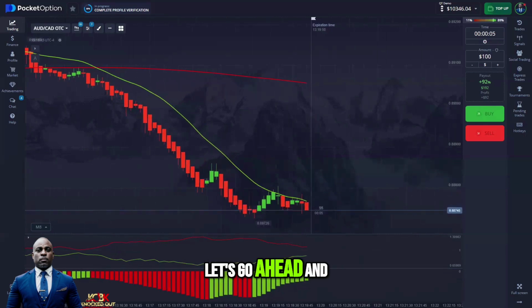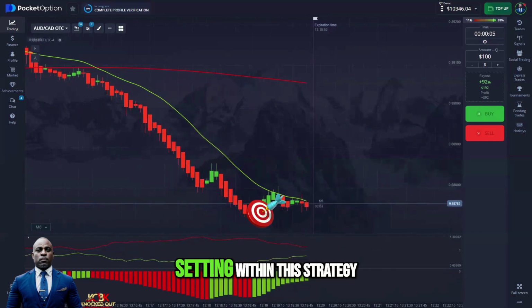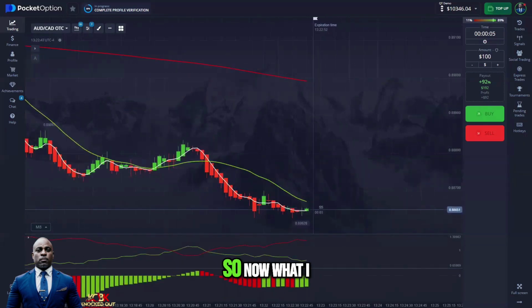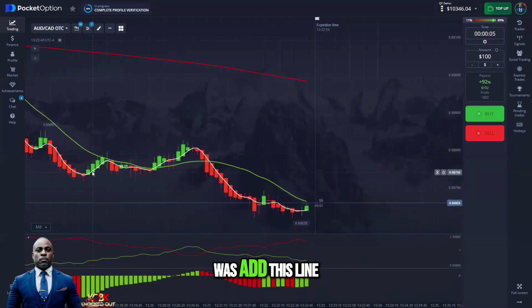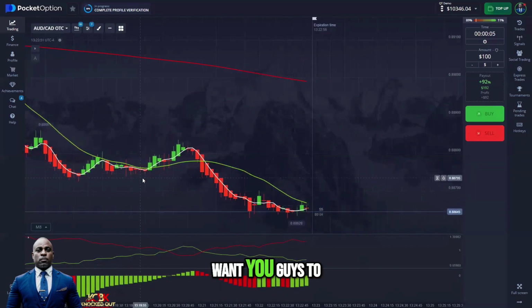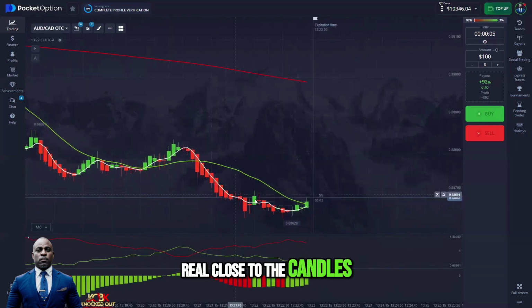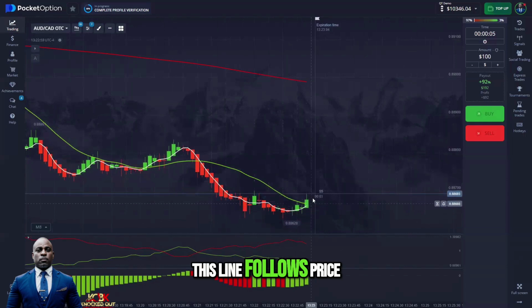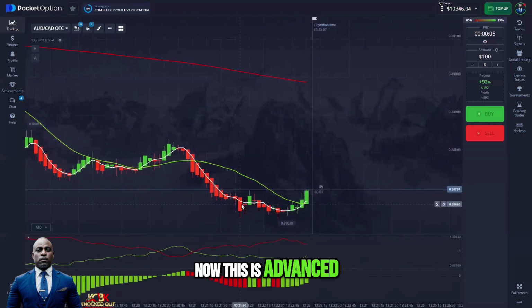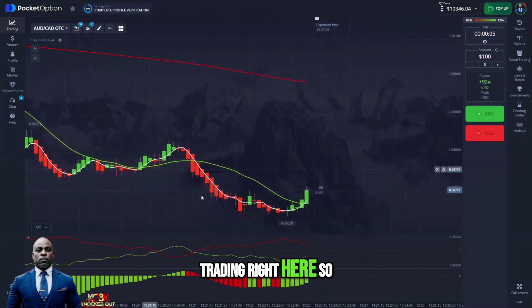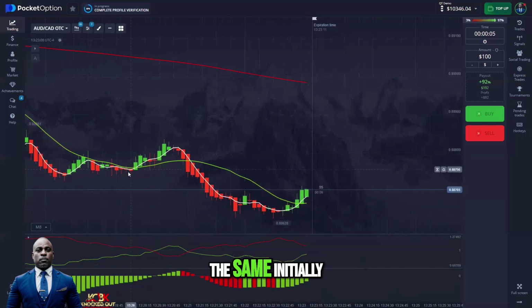Now, let's go ahead and go to the advanced setting within this strategy. So now what I went ahead and did was add this line to my chart. I want you guys to look at this and realize that that white line is actually following real close to the candles. This line follows price. Now, this is advanced trading right here. So you would do everything the same.